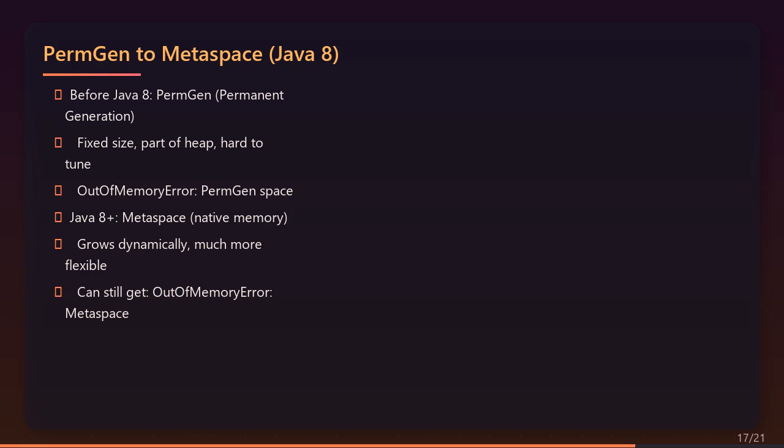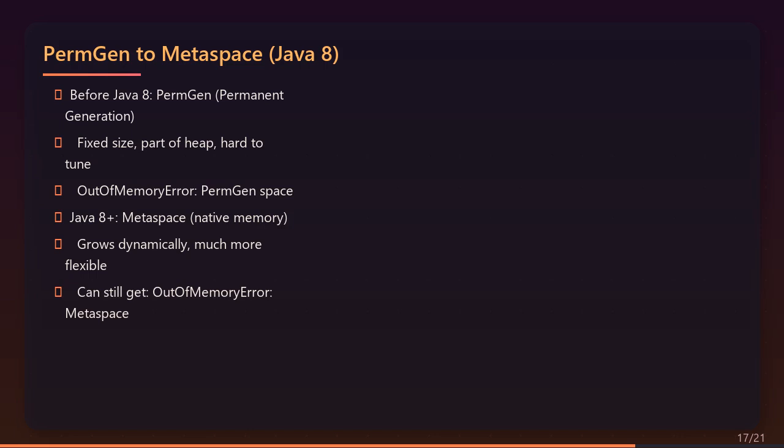Quick history. Before Java 8, the method area was implemented as the permanent generation, PermGen. It had a fixed size and was part of the heap. If you loaded too many classes, common in big application servers, you'd get the dreaded OutOfMemoryError: PermGen space.